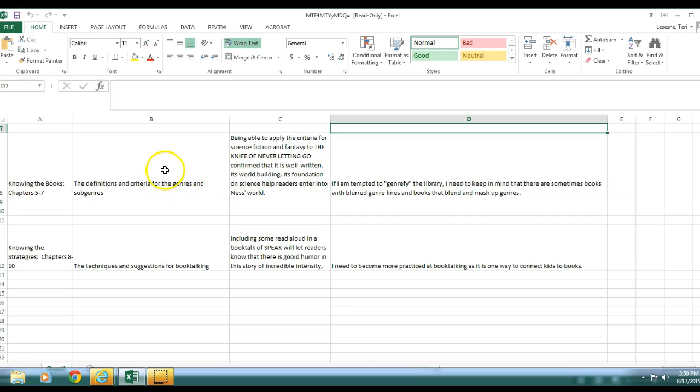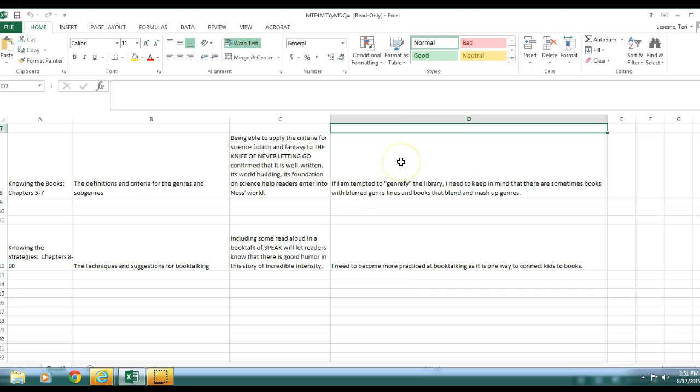So one of the key concepts, the definitions and criteria for the genres and subgenres. So how do I apply that to books? I'm able to apply the criteria for science fiction and fantasy to The Knife of Never Letting Go in order to tell you that it's a very well written book because it has world building, it's got a foundation in science, it helps readers enter into Todd's world.